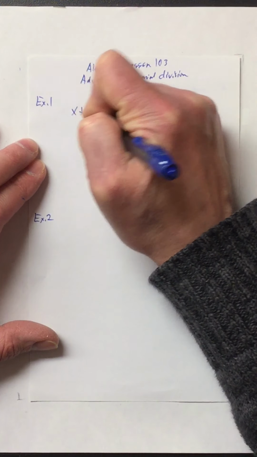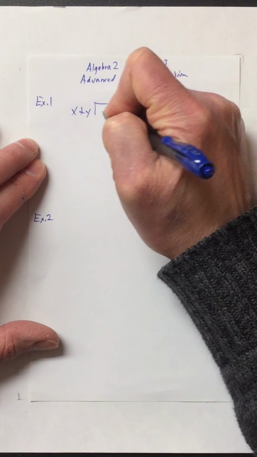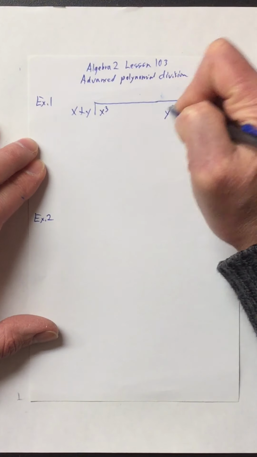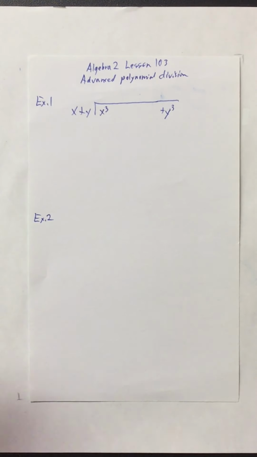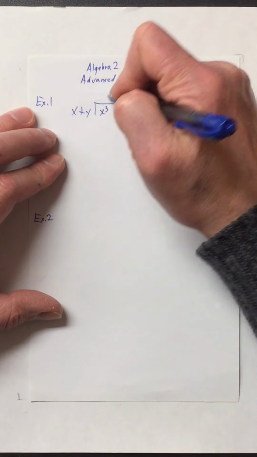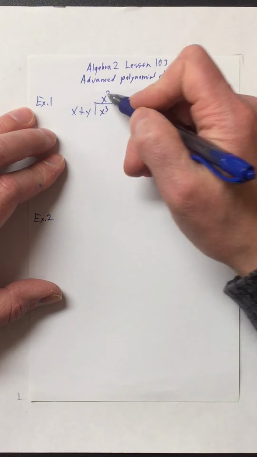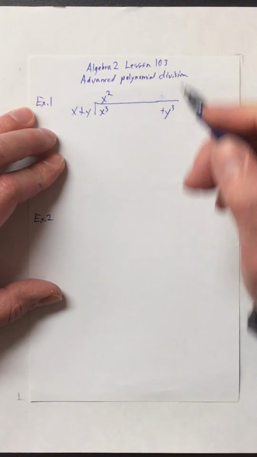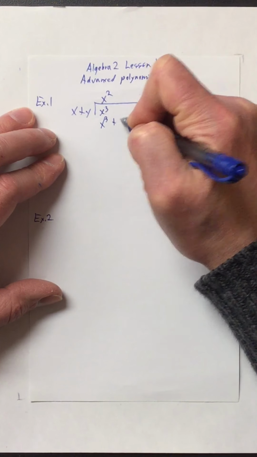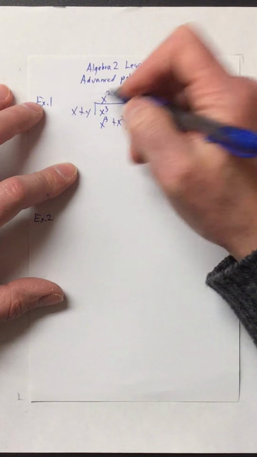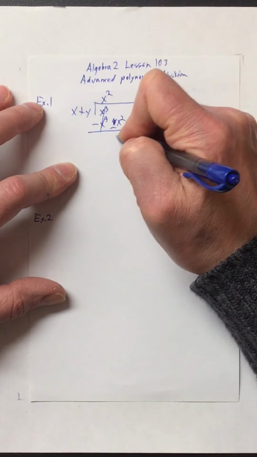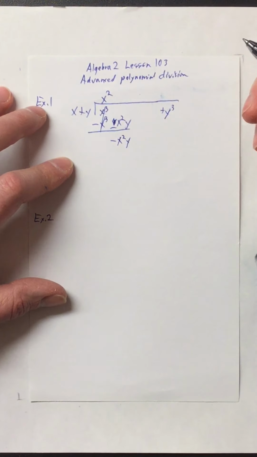We're going to divide x plus y into x to the third, and we're going to stick the y to the third all the way over there. Our first step is to take the x out of this first term here. We're left with x squared. Then our second step is to multiply it into both of those terms. So we get x to the third by design plus x squared y. Then our third step is to flip the signs in here, and then we add them so that the first term cancels and the second term comes down, and we continue.